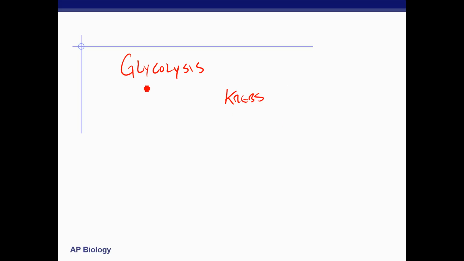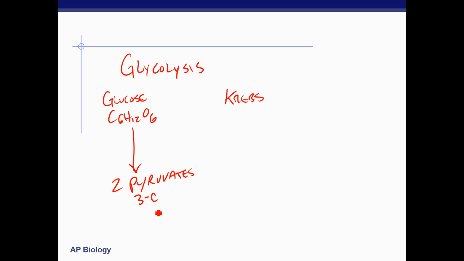Just as a review, in glycolysis, we started with a glucose molecule, and that glucose molecule is C6H12O6. When we got done with this, we ended up splitting that sugar, and we got two pyruvates. With those pyruvates, there's still some stored energy in there. Each of those pyruvates is technically 3 carbons long. So basically, we've just taken glucose and turned it into two smaller sugars.